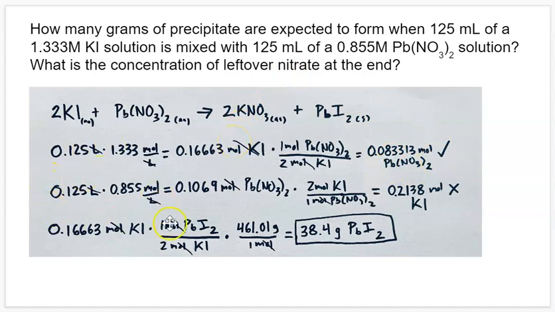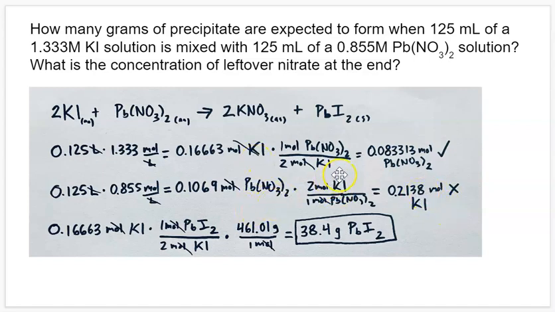I do the same thing with the lead-2 nitrate in volume and concentration, and I get 0.1069 moles of lead-2 nitrate, which we can see is more than the amount of lead-2 nitrate that we need to react with all the potassium iodide, which gives us a clue here that the potassium iodide is our limiting reactant and the lead-2 nitrate is our excess reactant. But let's further prove that by continuing the reactant analysis here.